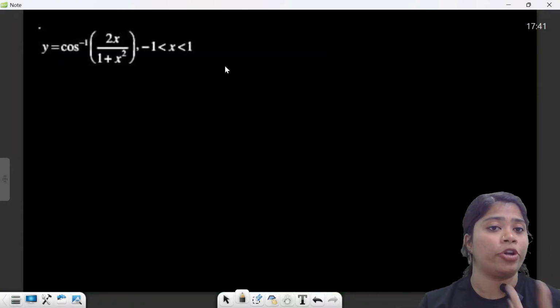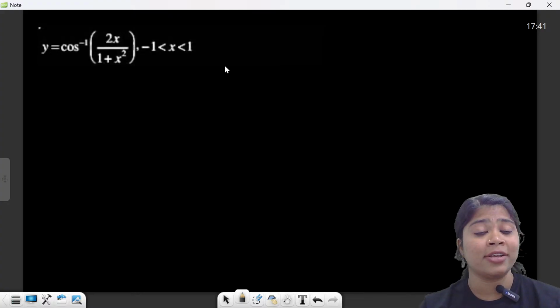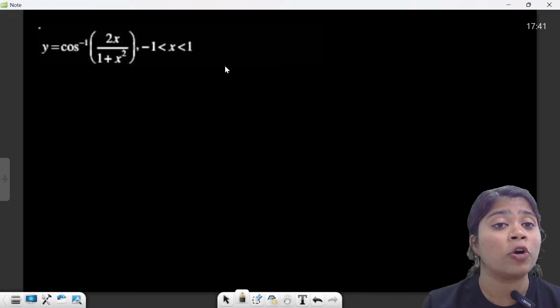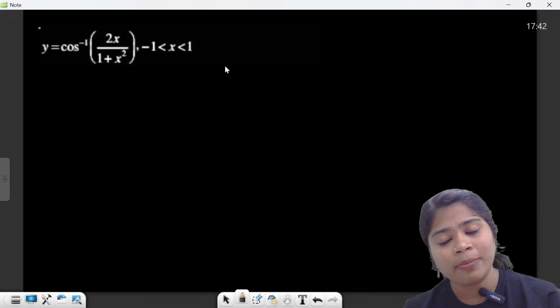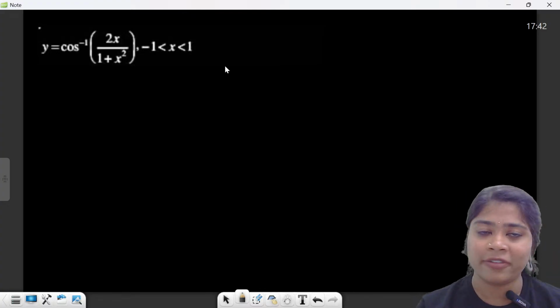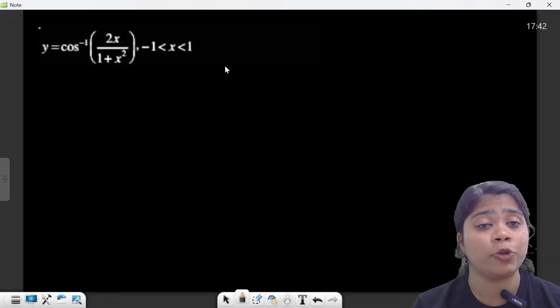So in that scenario, what do you get? How can you rewrite this? Whether I can cancel the tan inverse. Here we have cos inverse of x. You want to check whether it belongs to the principal domain or not. Mostly it will belong to the principal domain only.